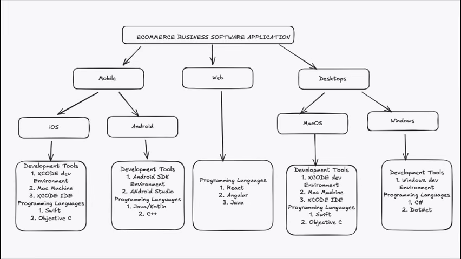If we observe the tech stack of these platforms, it varies differently. In iOS, we need Xcode IDE and programming languages like Swift, Objective-C, and in Android, we have Android SDK, Android Studio, and programming languages like Java, Kotlin, or C++. Similarly, in Windows, we have C Sharp, .NET, and we need a Windows 10 environment.